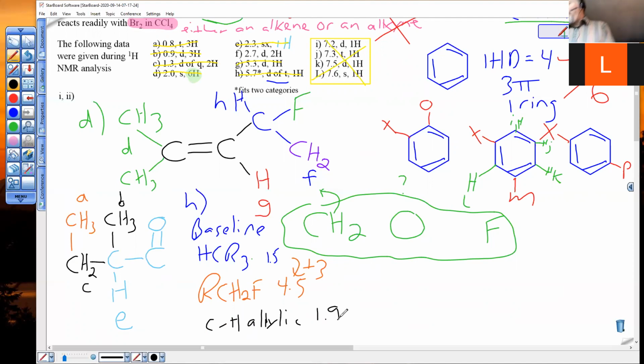That's a bump from 1.5 to 1.9, plus 0.4. So we're taking something that started at 1.5, bumping it up 3 for being on a C with an F, sorry, a fluorine. And we're bumping it up 0.4 more. So 4.5 for 4.9.